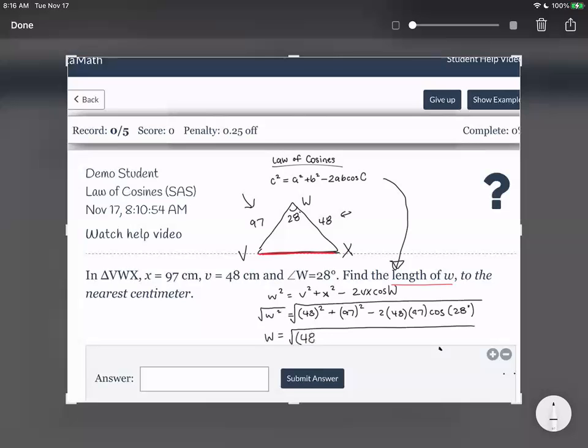So square root of 48 squared plus 97 squared minus 2 times 48 times 97 times cosine of 28. I know it's a long thing to type into the calculator, but we're going to type it in. And so I'll give you guys some time to write that out while I take a picture of this long equation so that I can remember what I'm typing in my calculator.